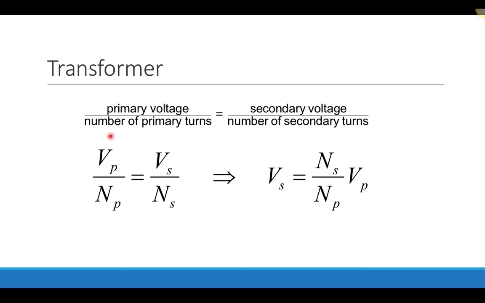If we wanted to, we could solve for the voltage of the secondary by multiplying both sides of this equation by the number of turns in the secondary, and we get that the voltage in the secondary is the ratio of the number of turns in the secondary to the number of turns in the primary multiplied by the voltage of the primary. So we can see that if the number of turns in the secondary is less than the number of turns in the primary, this fraction will be less than 1 and that voltage will be less, versus if the number of turns in the secondary is greater than the number of turns in the primary, this fraction will be greater than 1 and the voltage of the secondary will be greater.